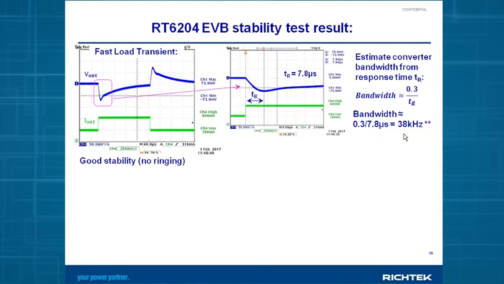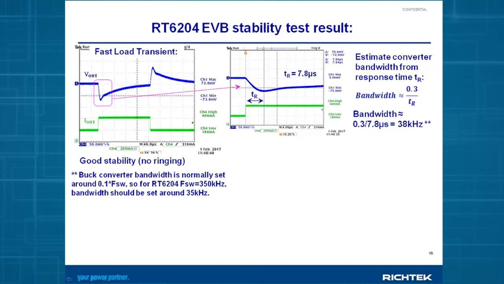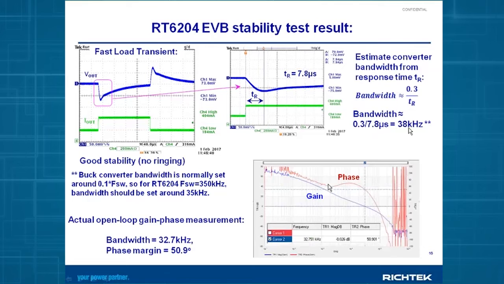And you have to know for current mode regulators, we normally set the control bandwidth to be 1/10 of the nominal switching frequency. Since the RT6204 is operating at 350 kilohertz, the bandwidth should thus be around 35 kilohertz. So 38 kilohertz measurements is pretty close to what you would expect. And this just gives you an indication that your design is probably okay. Let's just compare this with an actual gain phase measurement, which I did with the same application as I did for the fast load transient.